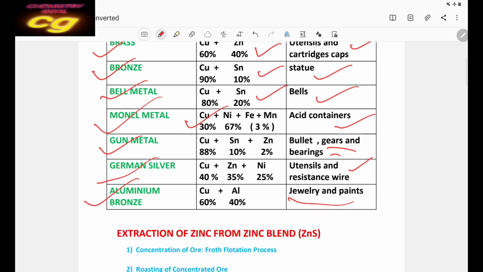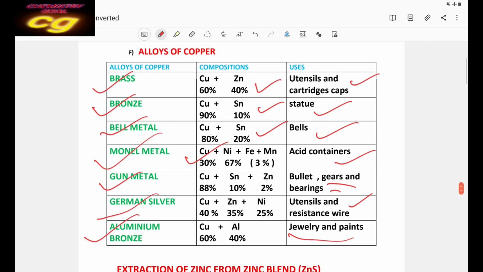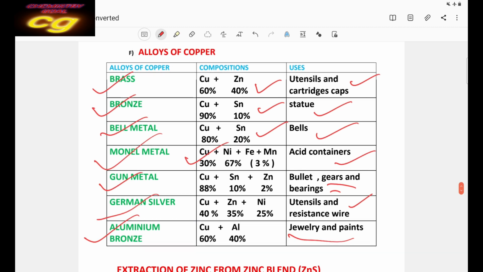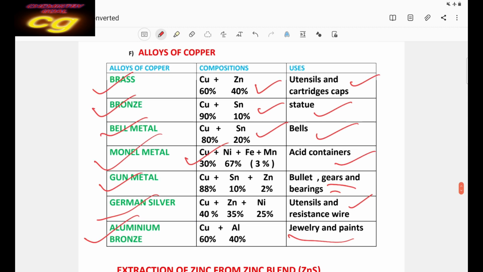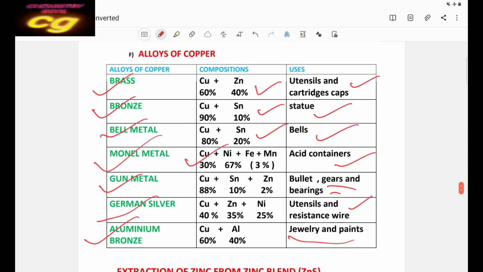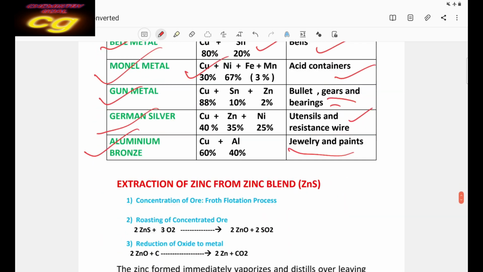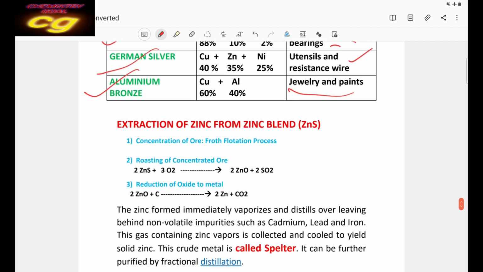So these are some important alloys of copper, their composition and their uses. So you have to remember this. This is very important for your computer examination. In JEE and NEET also, direct questions are asked about the composition of alloys. Then the next part is extraction of zinc.